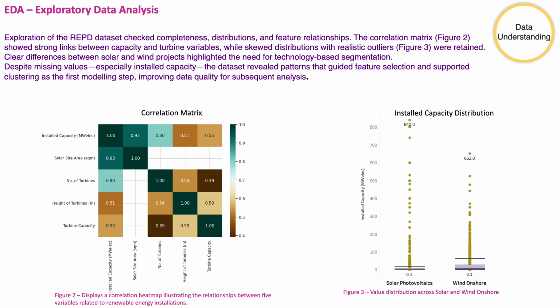Continuing with my analysis, the correlation matrix reveals the strongest correlations between installed capacity and solar site area, and installed capacity and number of turbines, with correlation coefficients of 93% and 80% respectively. We also have the box plot here of installed capacity for solar and wind, showing that most values are clustered at the lower end, with a long tail extending toward higher values, confirming the presence of outliers.